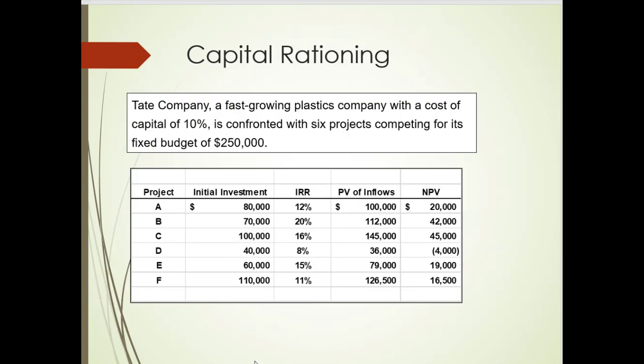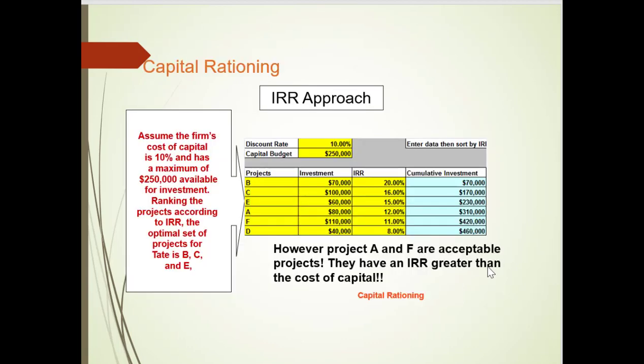Here we have a company, we have 6 projects. We know what the investment is, their internal rate of return, the present value of their inflows. So that also means we know their net present value, right? $120,000, $100,000 minus the investment gives us our net present value. So the first way we can do capital rationing or understand it or utilize it is to rank our projects by internal rate of return. Now we have a worksheet, it's called capital rationing. Rank the projects by their internal rate of return.